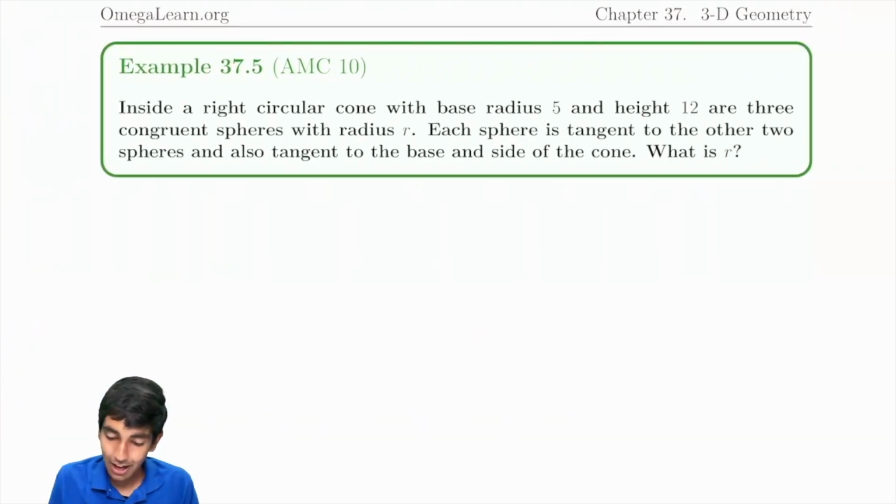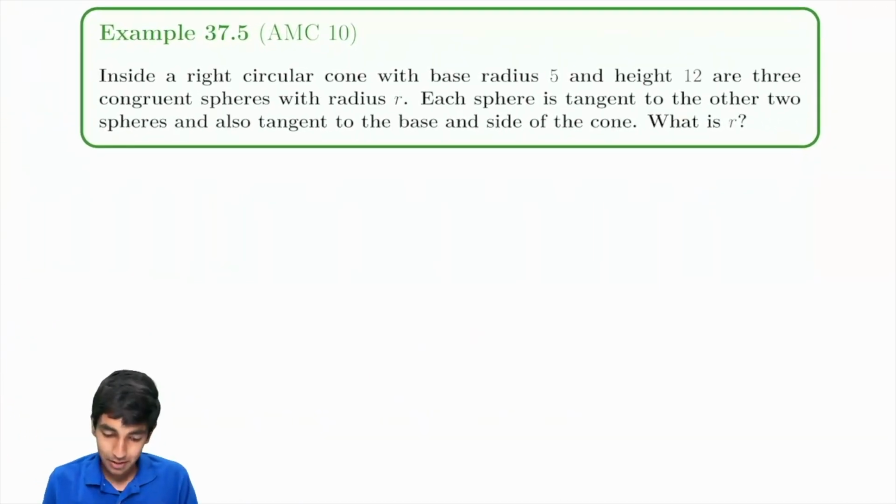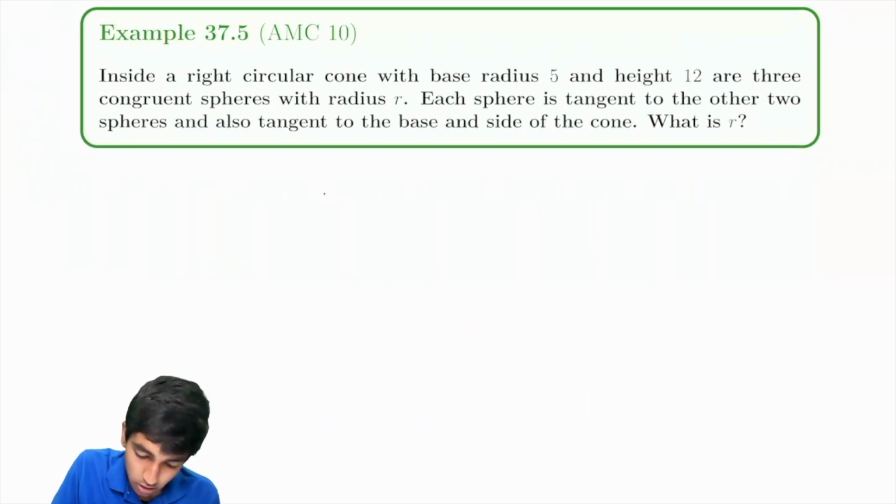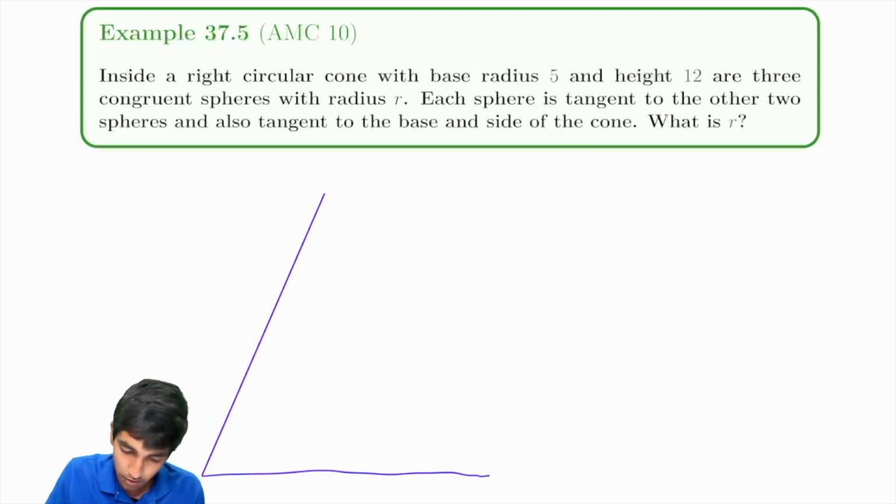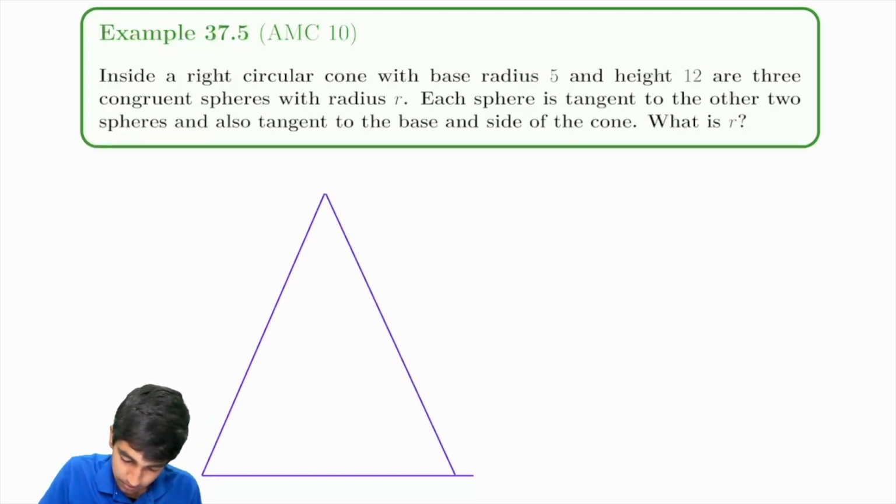Okay, now let's take a look at a more tricky example. This one is from the AMC 10. Inside a right circular cone with base radius 5 and a height of 12 are 3 congruent spheres with radius r.